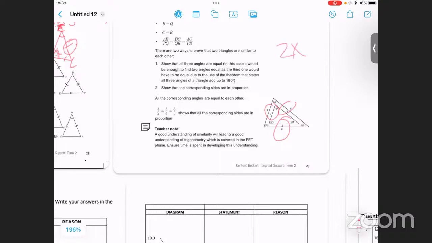So 2 times 2 is equal to 4, 3 times 2 is equal to 6, and 4 times 2 is equal to 8. So you see, the sides have only been enlarged, but the angles are the same.